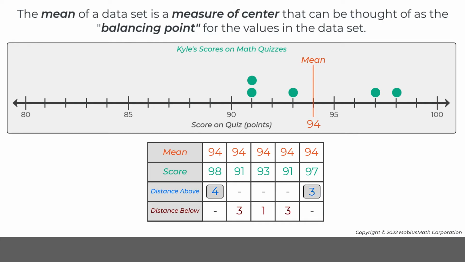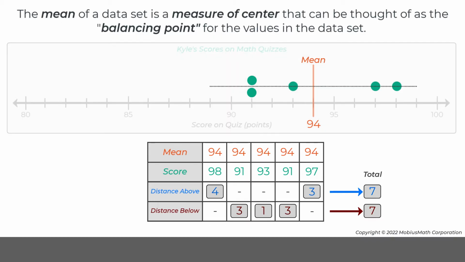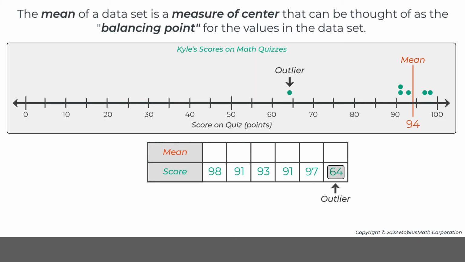Notice that the distances above the mean are listed in one row of the table, and the distances below the mean are listed in a different row. When the sum of the distances above is compared to the sum of the distances below, the totals are the same because the mean can be thought of as the balancing point for the data set. Note, outliers in a data set can skew, or change in an unrepresentative way, the mean for a data set.